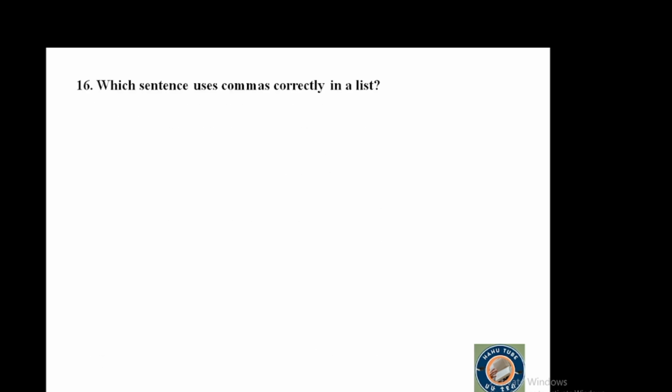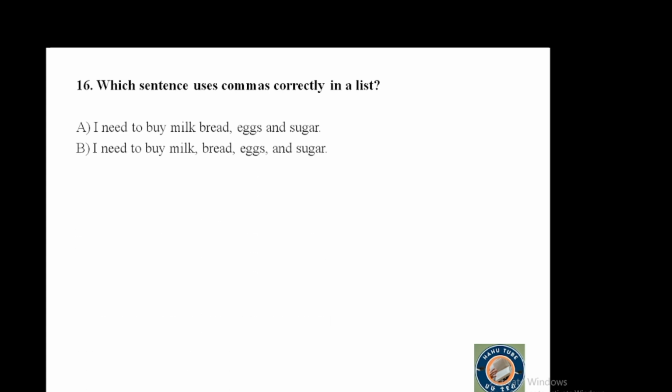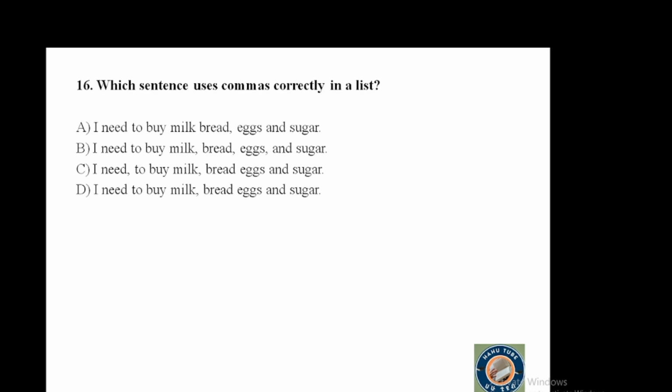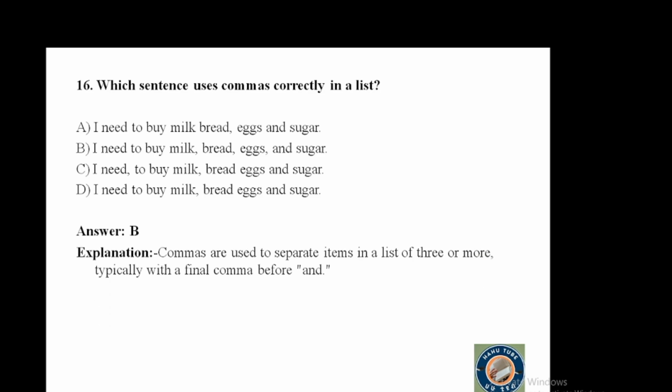Question number 16. Which sentence uses commas correctly in a list? A. I need to buy milk, bread, eggs and sugar. B. I need to buy milk, bread, eggs and sugar. C. I need to buy milk, bread, eggs and sugar. D. I need to buy milk, bread, eggs and sugar. The answer is: I need to buy milk, bread, eggs and sugar. Commas are used to separate items in a list of 3 or more, typically with a final comma before the end.